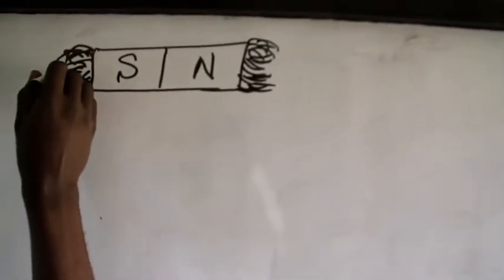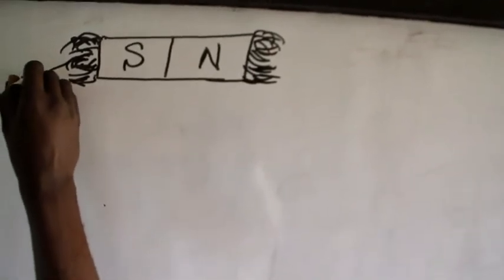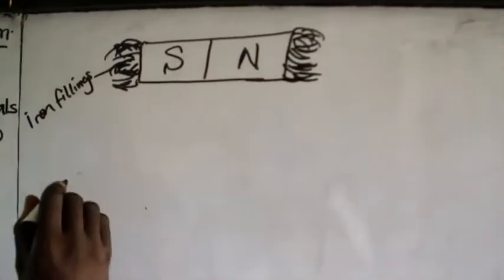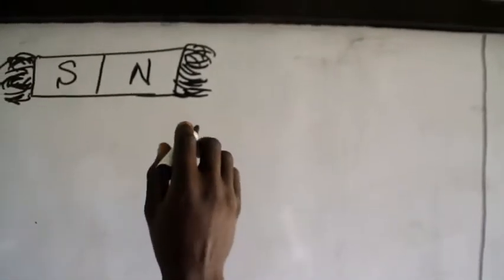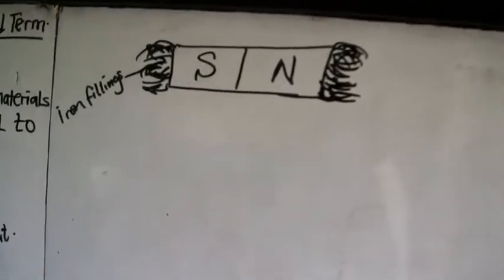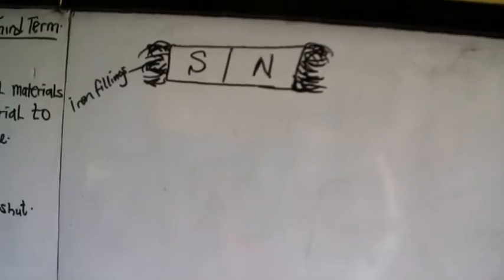You can call this iron filings. So take note, this is a bar magnet. So that shows that the two poles of a magnet are the north and the south pole.